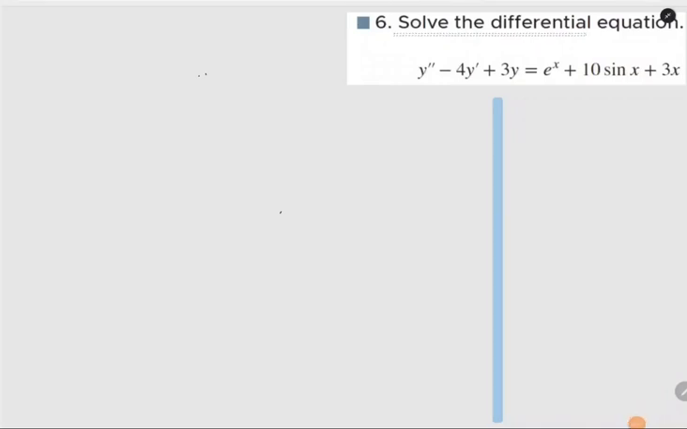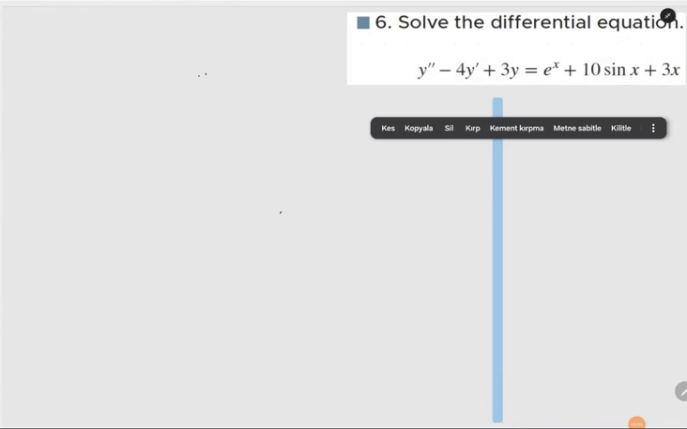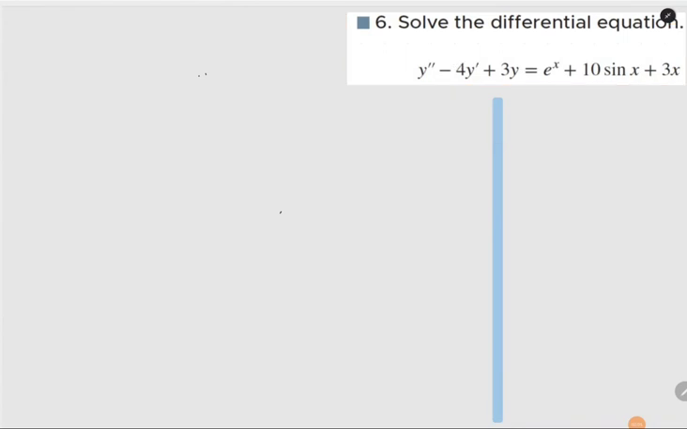We are asked to solve the differential equation. This is the given differential equation, and we are going to use the method of undetermined coefficients again. Let's start with the complementary part. I write the equation to the right in order to save space, and here I'm going to write complementary parts.